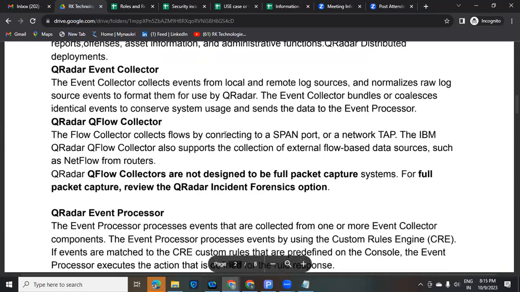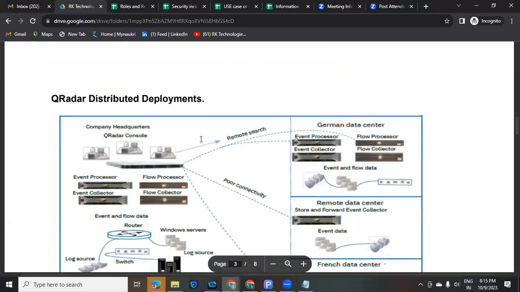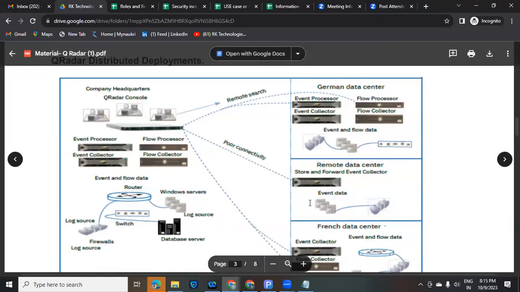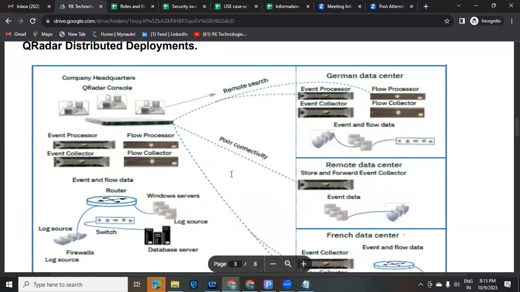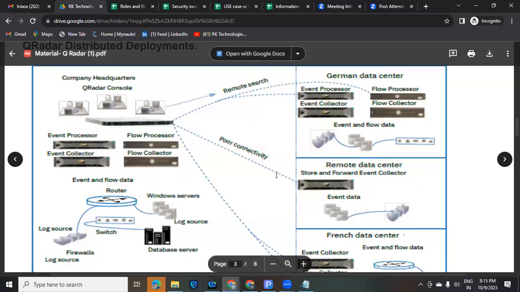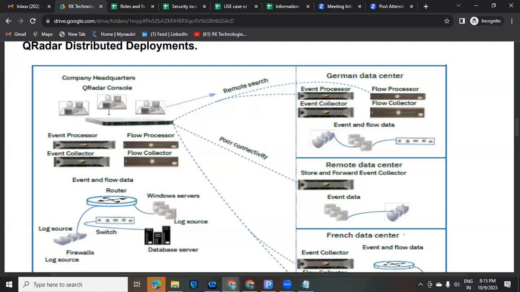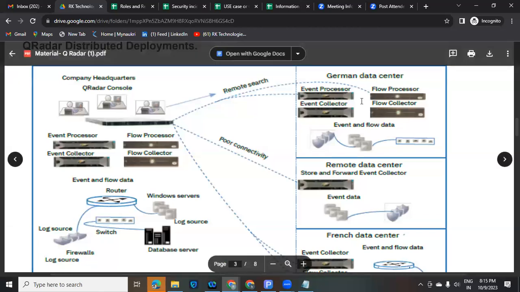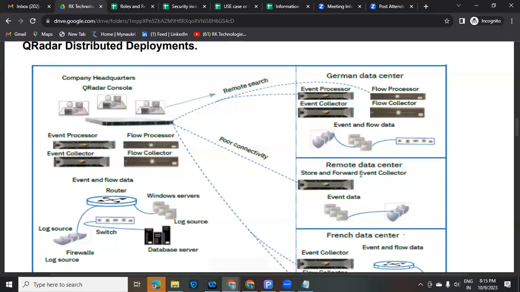In a similar way, I also provided the distributed deployment somewhere. Yeah, this is the distributed deployment. In the earlier example, I gave Bangalore as headquarters, with Hyderabad, Chennai, and Pune as branch offices. But this particular distributed deployment contains Italy as the headquarters. Germany is a remote branch office, Sweden is also one of the remote branch offices, and France is another remote branch office.